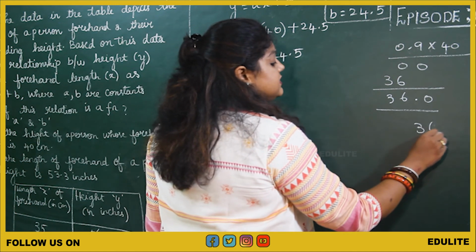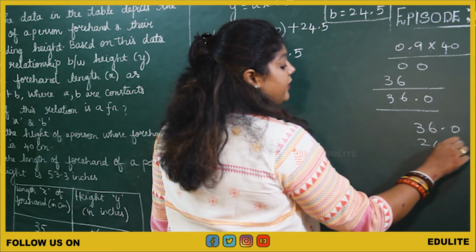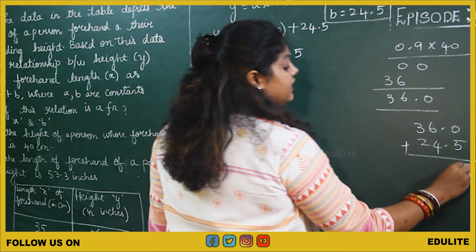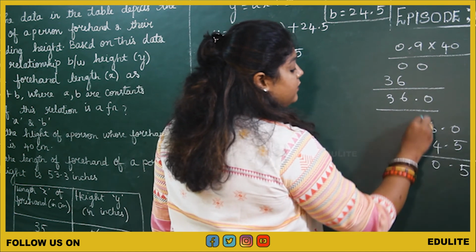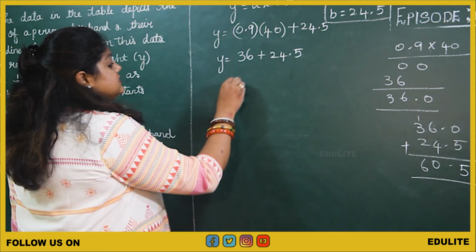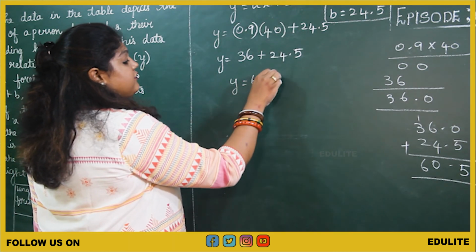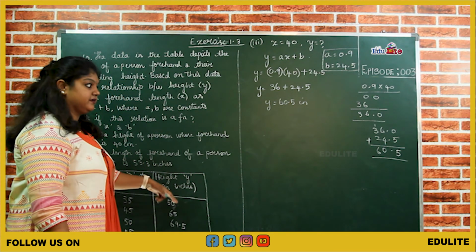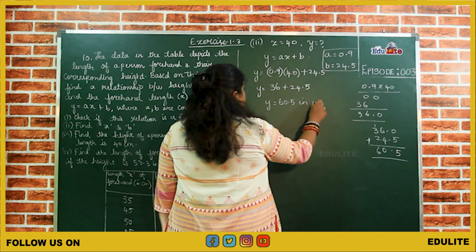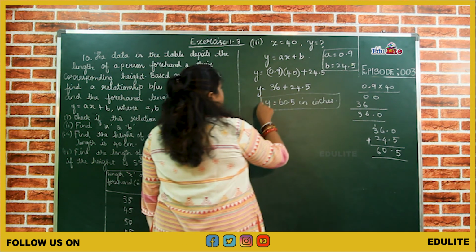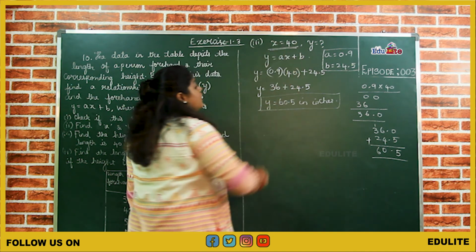So, 36 plus 24.5 will give us, adding this because we have a plus over here, 6 plus 4 is 10, 1 balance, 3 plus 2 is 5, plus 1 is 6. So, y equals 60.5 inches, because height is represented in inches in the given problem. We found the value of y when x equals 40.